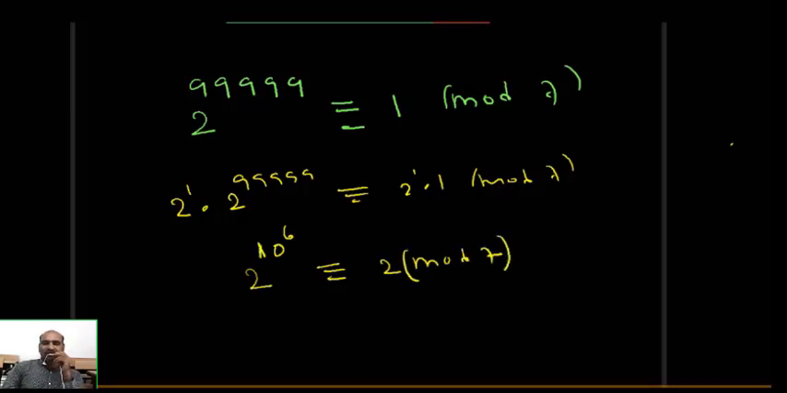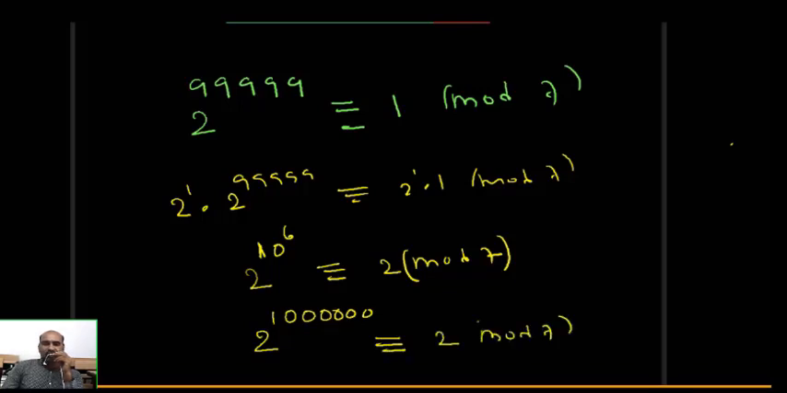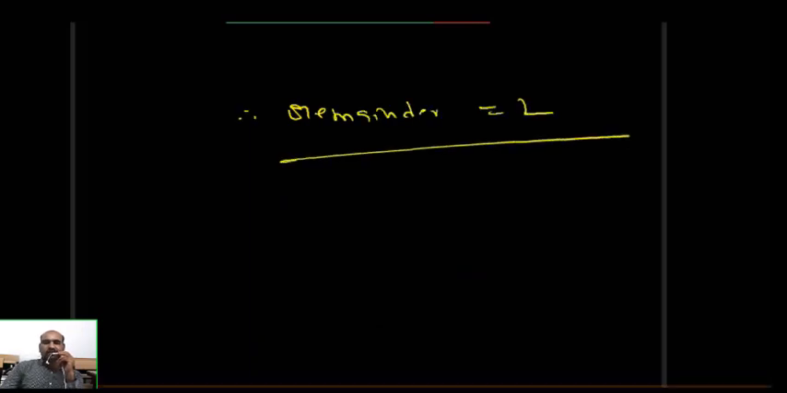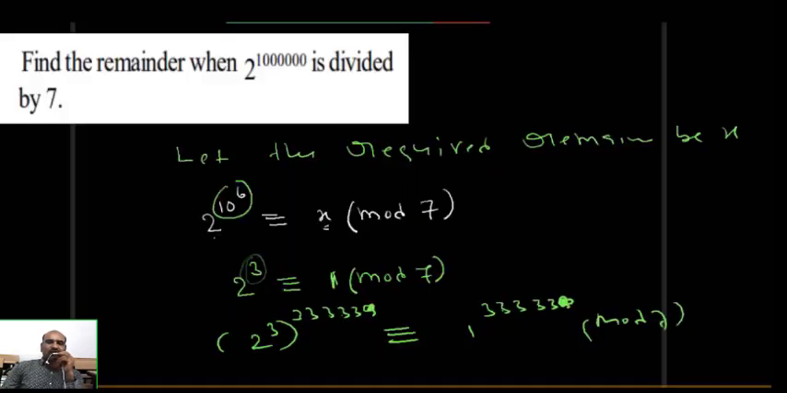So what is the meaning of that? Interesting step. 2 power 1 followed by 6 zeros is congruent to 2 modulo 7. So this is showing that if this number is divided by 7, we get remainder 2. Interesting problem. At last we need to write: therefore remainder equals 2. It's a very important model.